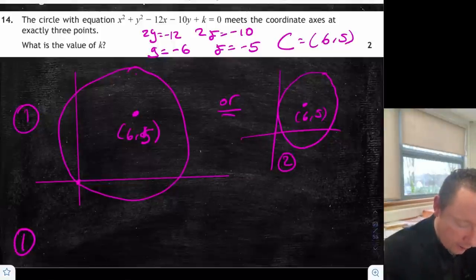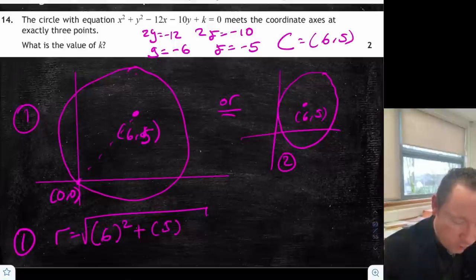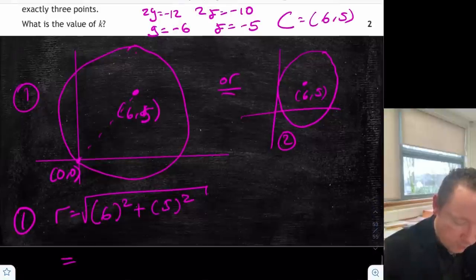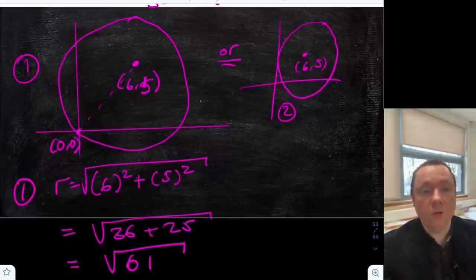So let's look at the radius. We know it has the point 0, 0. So the radius of this is just going to be the square root of 6 minus 0 squared, which is 6 squared, plus 5 minus 0 squared, which is 5 squared. 6 sixes is 36, plus 25. That's just the square root of 61. So in option 1, we get the square root of 61. So we know our radius is the square root of 61.